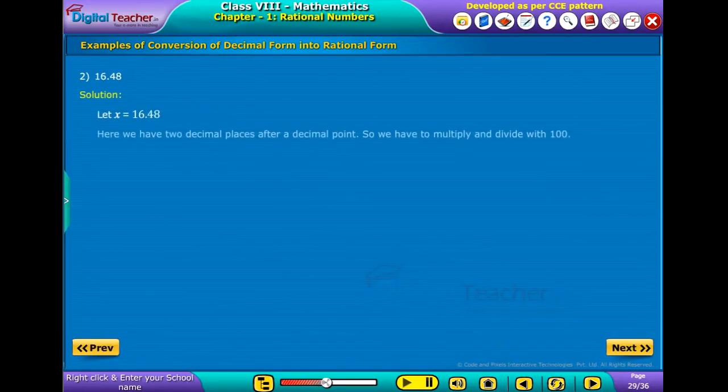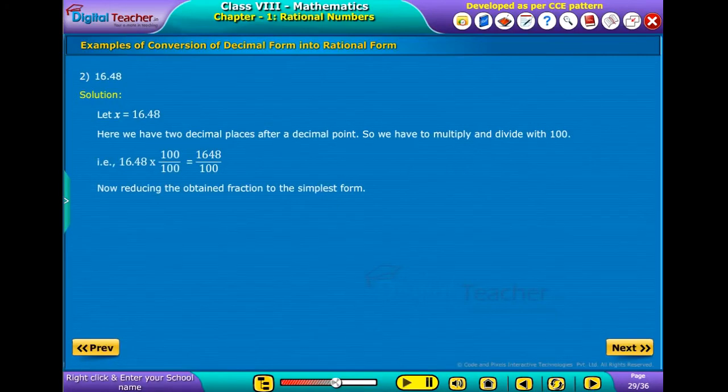16.48. Solution. Let x be equal to 16.48. Here, we have two decimal places after the decimal point. So, we have to multiply and divide by 100. That is as shown on screen. Now, reducing the obtained fraction to the simplest form, we obtain the rational number of the given form as 412 by 25.